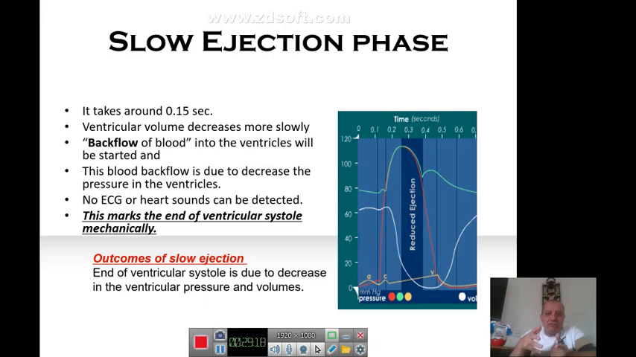Now in the slow ejection phase, the pressure inside the ventricle and the aorta and pulmonary artery will be equal, so at that time the blood will start to go back. When the blood starts going back again to the ventricle, the semilunar valve will be closed. Why will it be closed? Because it works mechanically like what we have during the atrial systole.